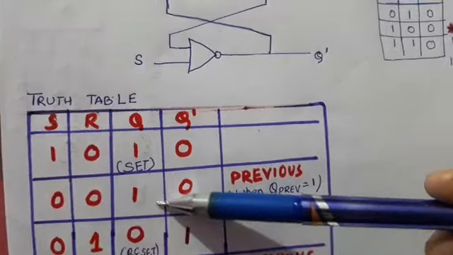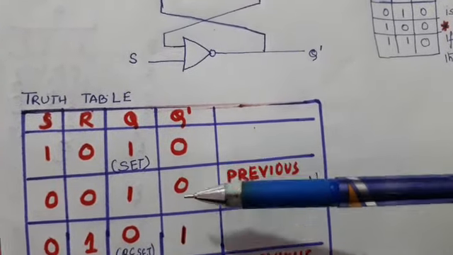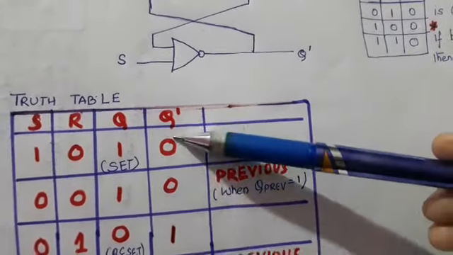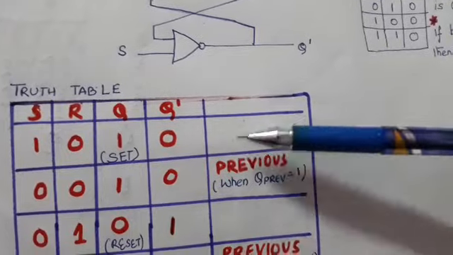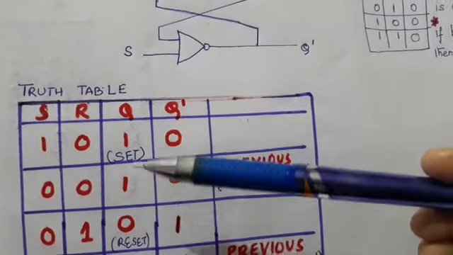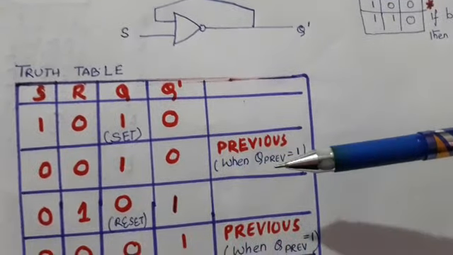So it is coming out as 1 and 0, which, if we observe carefully, is the same as previous. Q is 1, Q prime is 0 in both cases. So that is why we write previous when Q previous is 1. We have taken Q previous as 1. Alright, so that's how we write previous here.